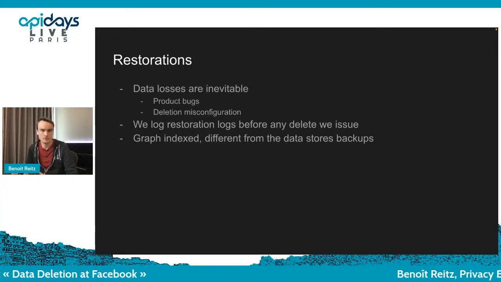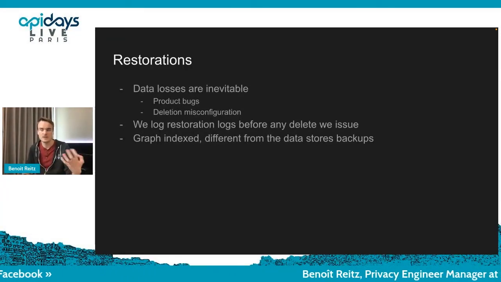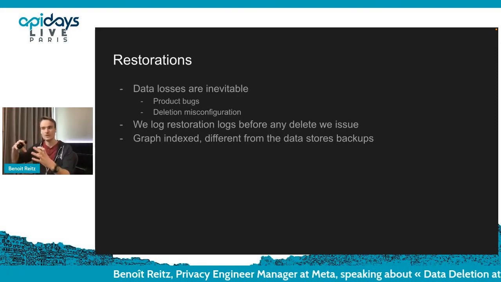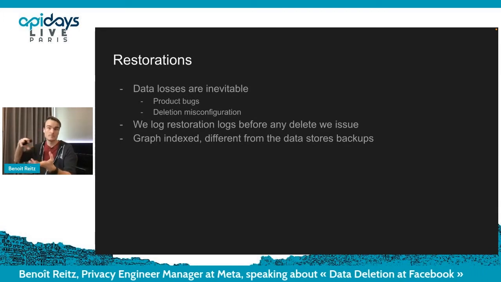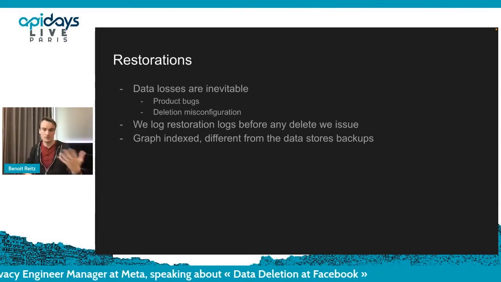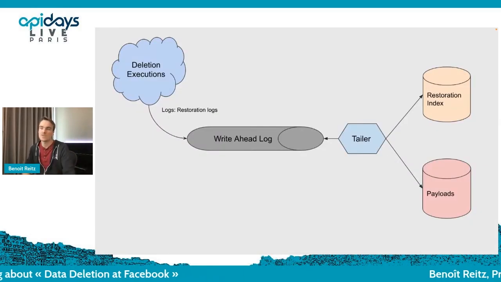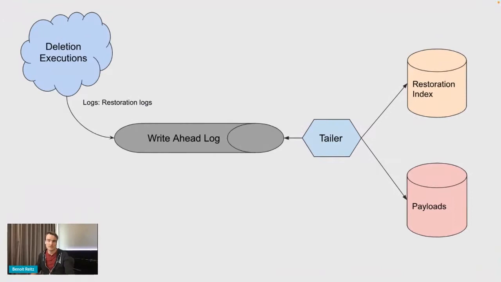And those are a bit different from your usual data store backup because they are graph indexed. So a graph in those logs are one entity that you can restore. And they do also span multiple data stores. So you can restore a graph that has been deleted from like 4, 5, 6 different data stores at the same time. The way it works is we basically have a write-ahead log from our deletion execution flow that aggregates smaller payloads and a tailer that is responsible for aggregating them into bigger payloads so that it makes sense economically to write them to a data store because we just cannot write them directly because they're way too small.